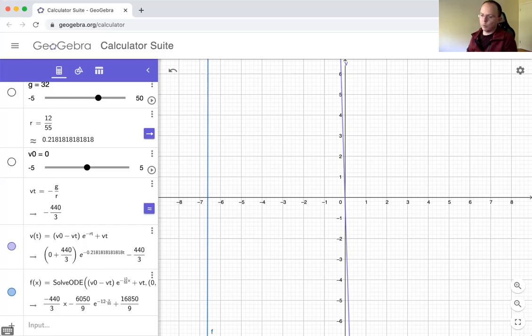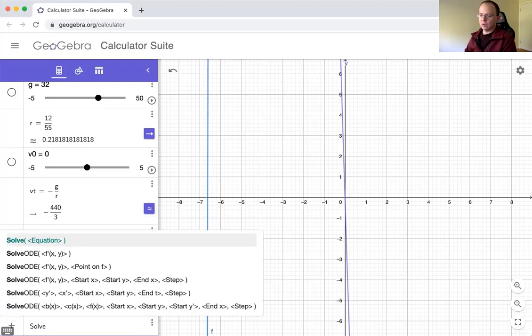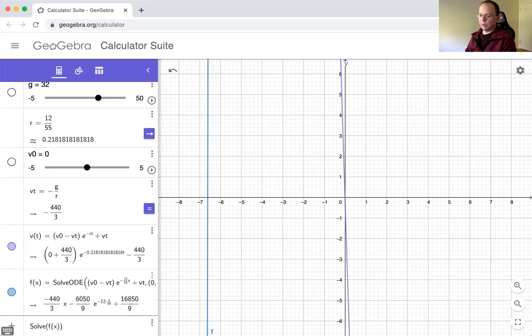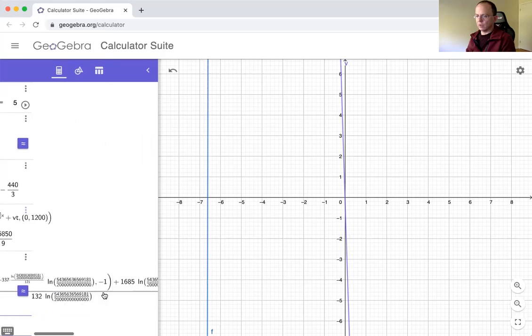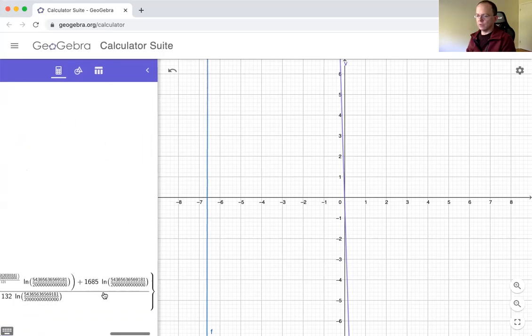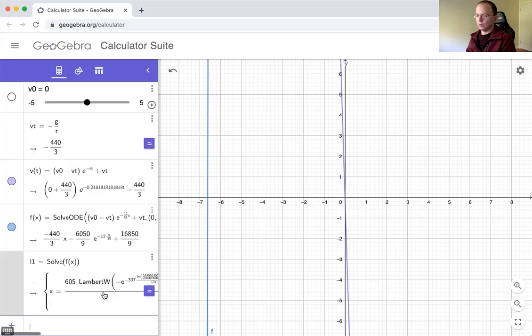Okay, so this is the thing we want to solve. So let's do solve. So I just want to solve when f of x is equal to 0. So I could just solve that. Okay, and it gives me, oh my goodness, it gives me two possible values. Maybe, is there an n solve?